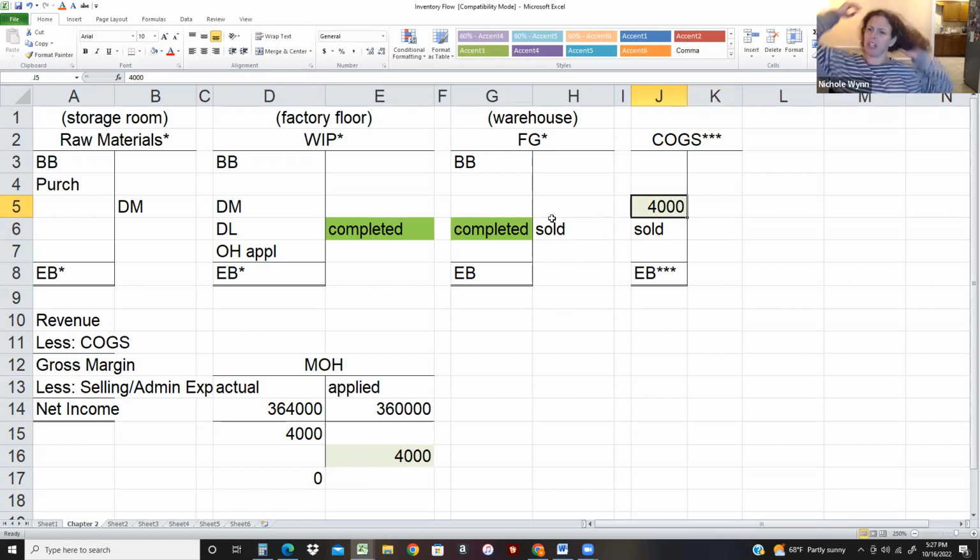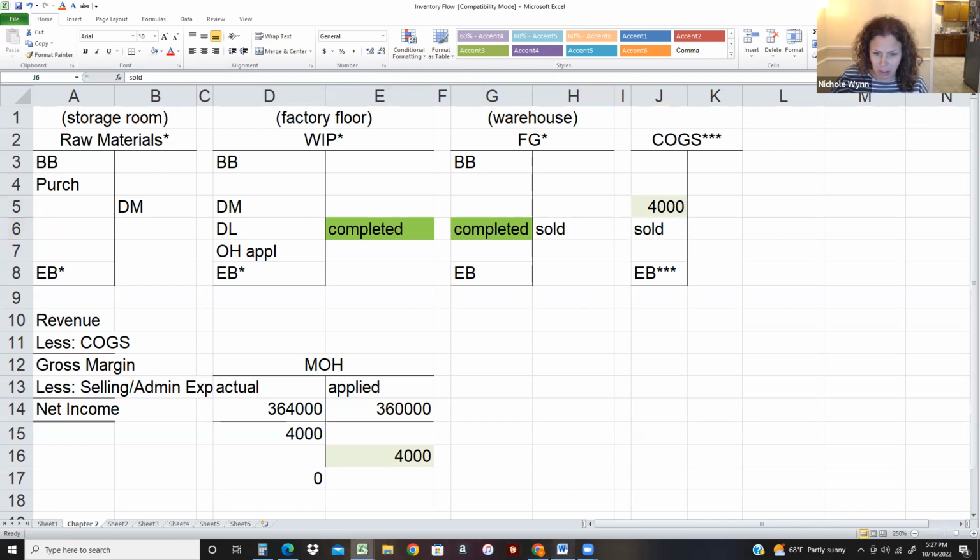The reason why we can do it like this is that the number was wrong. If I had good information, then instead of 360, I would have used 364 for applied. If I used 364, then I would have had 0 for my over under, and this number would have been 364. In this case, it was 360. So 360 went in here and then completed, and then it's sold, and then eventually it lands in COGS. So this number was off by 4, and then this number was off by 4, off by 4, off by 4. Putting the 4 here fixes the number.